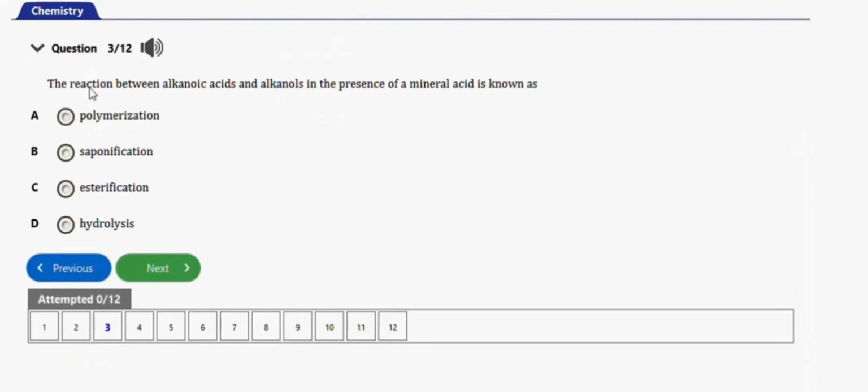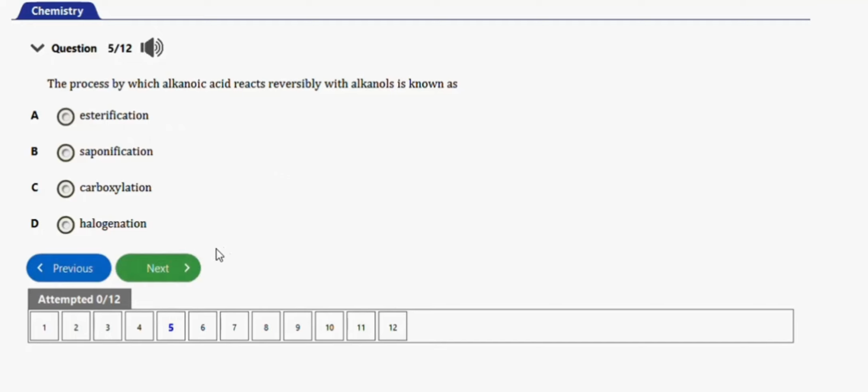It says the reaction between alkanoic acid and alkanols in the presence of acid is known as esterification, option C. That's it for this question. The next question says the process by which alkanoic acid reacts reversibly with alkanols is known as esterification. So when alkanols react with alkanoic acid, you're going to have esterification, and an ester will be produced.